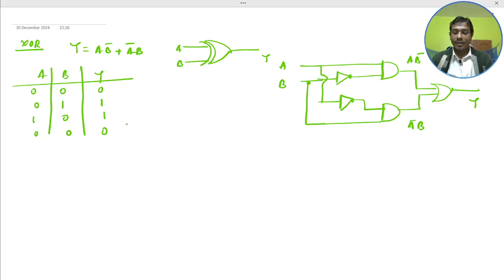And you just do the XNOR in your homework. I do not discuss it elaborately here, you just do it in your homework, it works the same way.